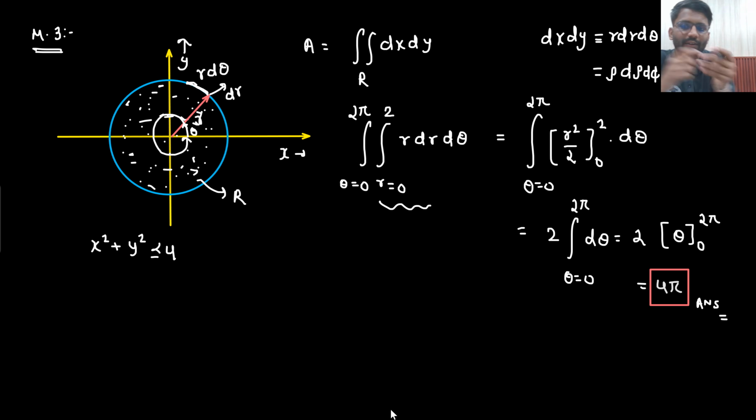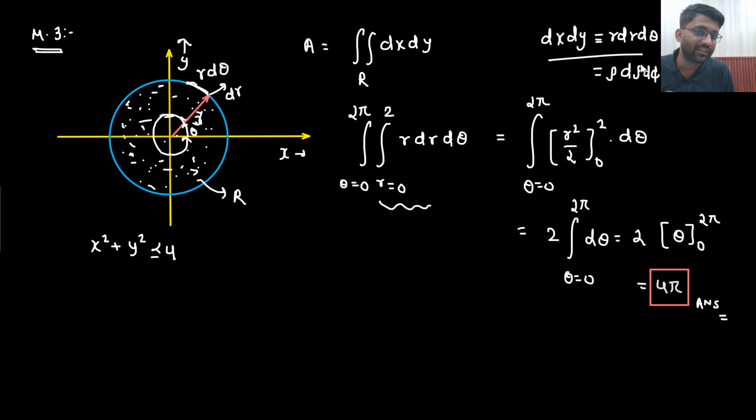Understandable? Okay. So when you move on this disk, you are moving in the direction of r as well as in the direction of theta. When I move in the direction of r, how much do I move? dr. In the direction of theta, how much do I move? r d theta. So dx dy could be replaced with r dr d theta. So I replaced r dr d theta, r going from 0 to 2, theta going from 0 to 2 pi.